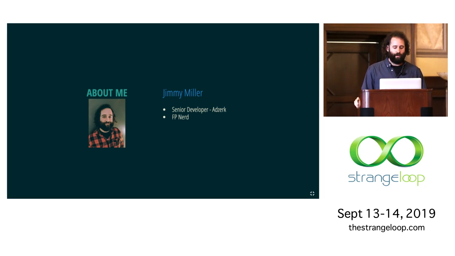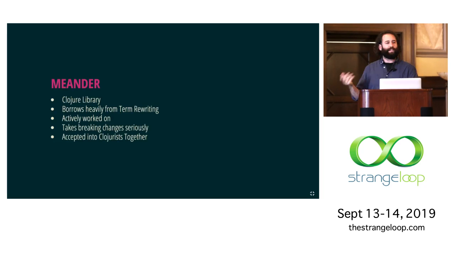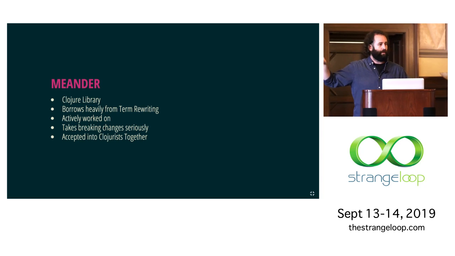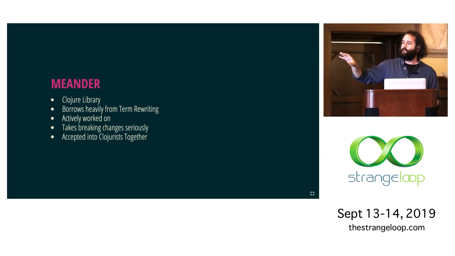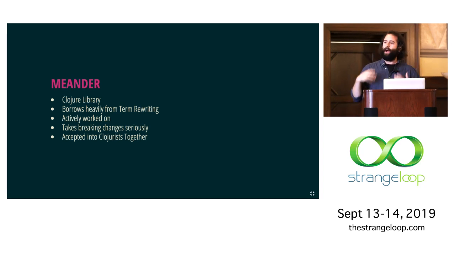So Meander. Meander is this Clojure library. It actually got accepted into Clojure Together, which is a great nonprofit that's raising money for people to support open source software. And it's being actively worked on. But one thing I really want to call out here is that it borrows heavily from this concept called term rewriting. So we're really indebted to these great languages like Stratego, Mod, Pure, or maybe one that you might have heard of like Mathematica, that have pioneered this idea of term rewriting and applied it in a lot of ways. And we've taken a lot of inspiration from them.